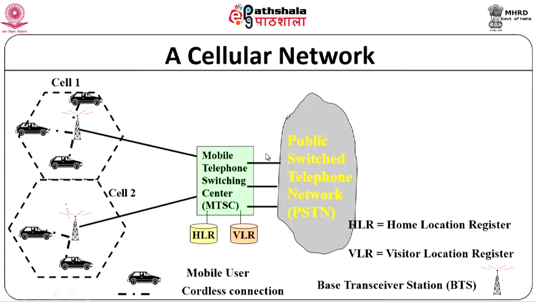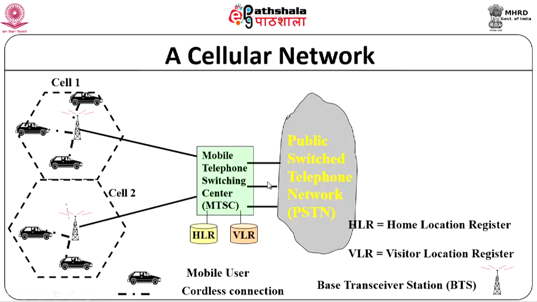So the overall cellular network structure would look like this. You have these cells. You can see that the area is divided into cells. There's a central base station. The different devices talk to that base station using a wireless connection, a cordless connection. And these base stations are connected to a mobile telephone switching center, which is called the MTSC.